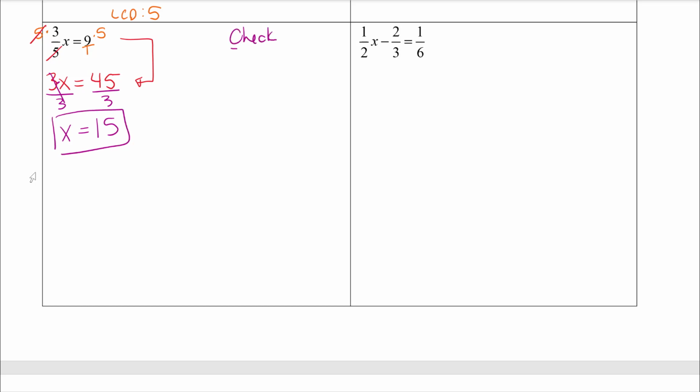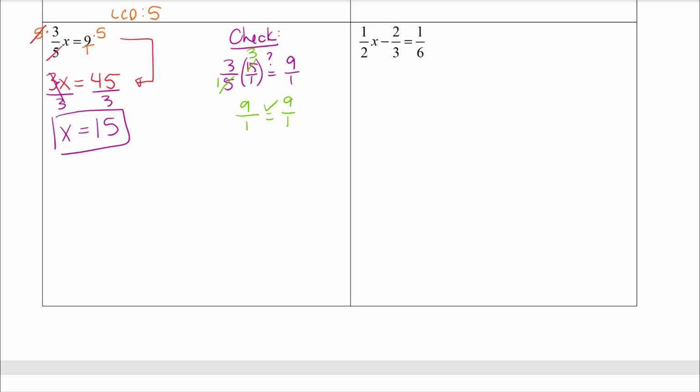I'm going to go ahead and check this one. So we have 3/5 times 15. Remember that 15 can be rewritten as 15 over 1. And I'm going to check to see if that's actually 9, or really 9 over 1, okay? So now the 5 and the 15 can reduce: divide by 5, that's 3, divide by 5, that's 1. So now I have 9 over 1 equals 9 over 1. This is true, so 15 is my answer.